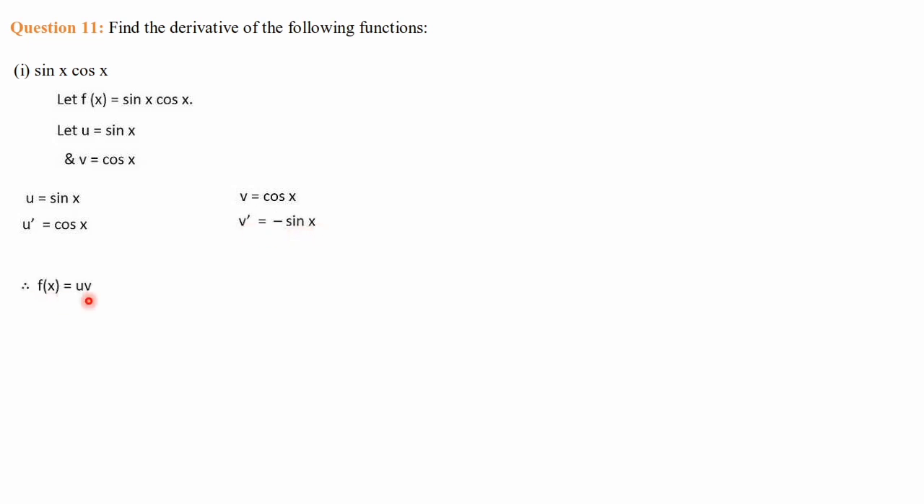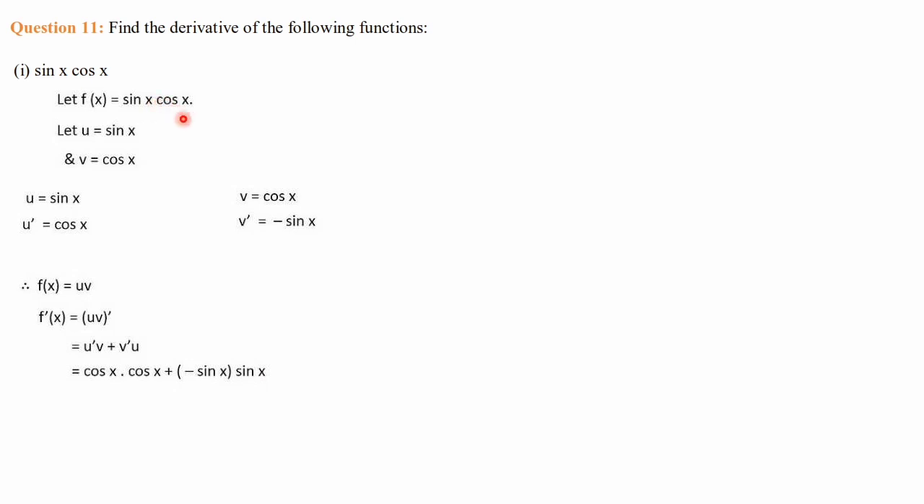Then f of x is equal to, as we have assumed before, u into v format. f dash x is equal to uv the whole dash, product rule. That is equal to u dash v plus v dash u, means derivative of first into second plus derivative of second into first. As I said before, if you change the order, it's not a problem. As per your convenience you can write, no problem. So derivative of first, that is u dash, is cos x into v second one, that is cos x. Then again v dash means derivative of second, that is minus sin x, into u first one, that is sin x. That is cos x into cos x plus minus sin x into sin x.